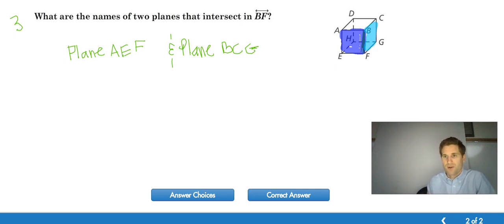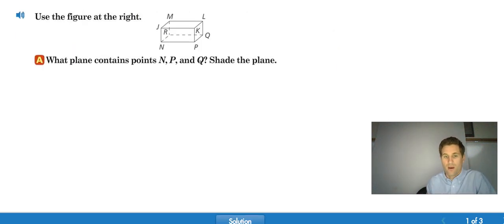All right, and last one. All right, you guys are troopers for making it with me again. A lot of vocab in the first couple chapters here, so bear with us. What plane contains N, P, and Q? Shade the plane. So let's go ahead and just identify the points.